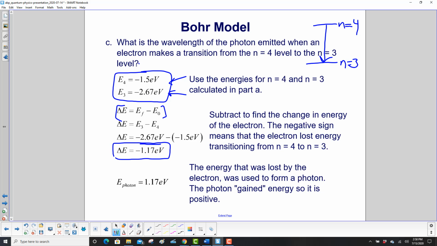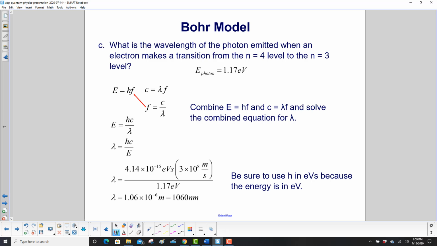Now that's the energy that was lost by the electron. That was used to form a photon. The photon gained the energy. The energy lost by the electron goes into the photon because energy is conserved, and we get 1.17 electron volts.